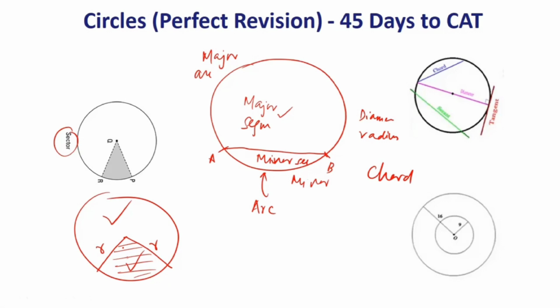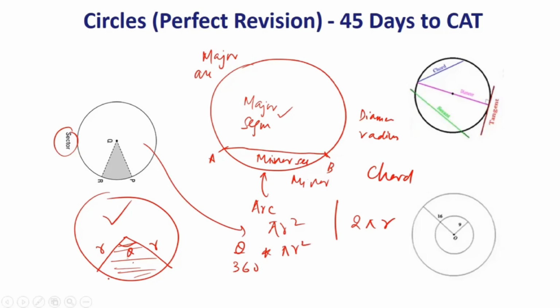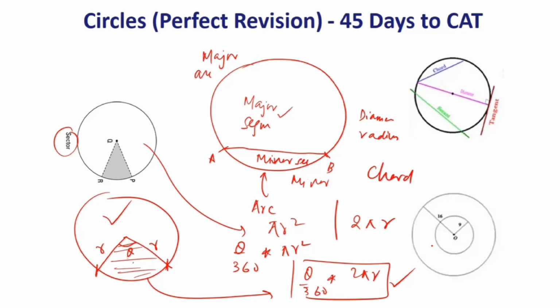And how do you calculate the area of a sector? First off, area of the circle is given as pi r square and circumference is given as 2 pi r. Area of the sector will be, if let's say this angle is theta, by unitary method, theta upon 360 into pi r square. And the arc length can be calculated again as theta upon 360 into 2 pi r.